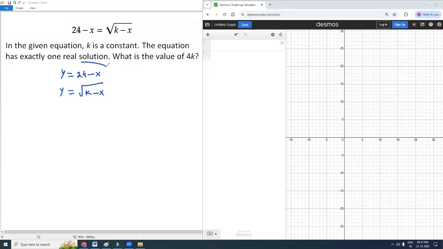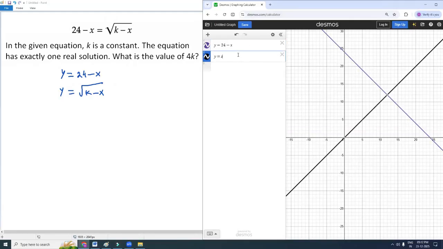Now we can get the graphs of these two equations in Desmos, and the graphs of these two equations must intersect at only one point, because the given equation has exactly one real solution. Now let's get the graphs. Let me take the first equation in Desmos, that is y equals 24 minus x. Now let me take the second equation, that is y equals the square root of k minus x.